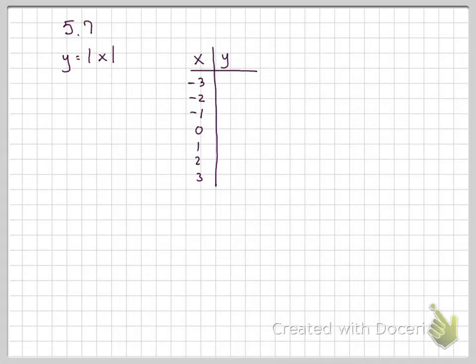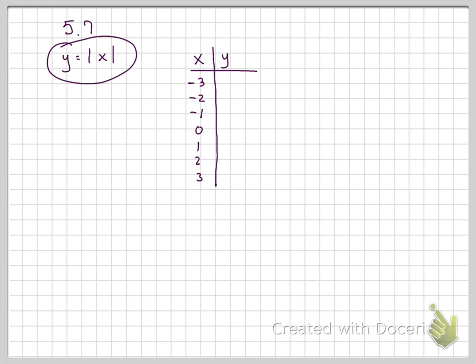Hey guys, so today we're in 5.7, which is graphing absolute value functions. So we're going to learn how to graph the parent function of an absolute value, and then we're also going to learn some of its transformations, okay?